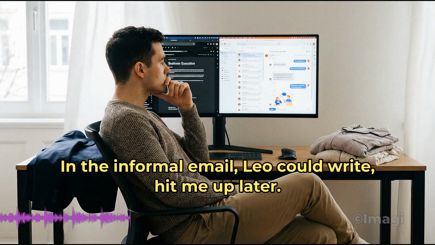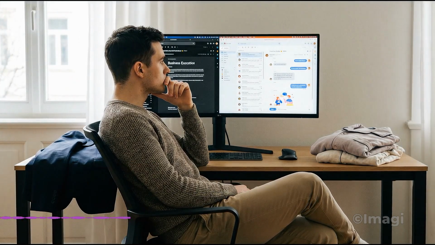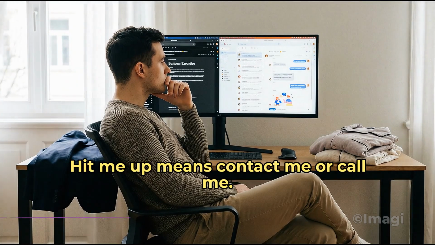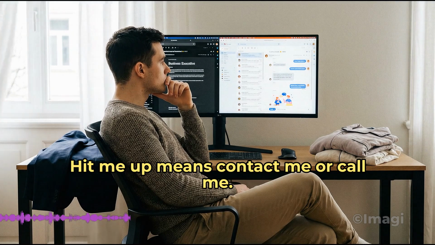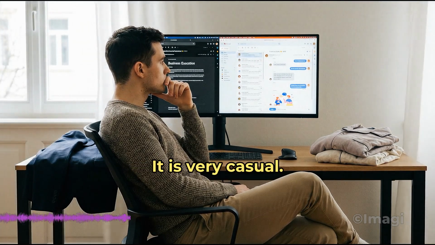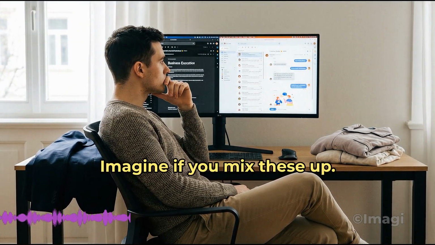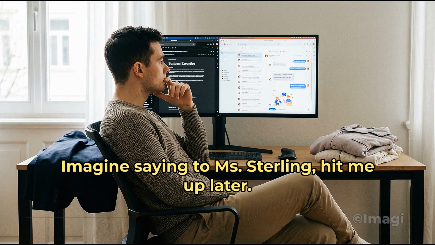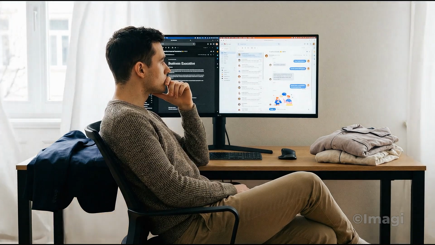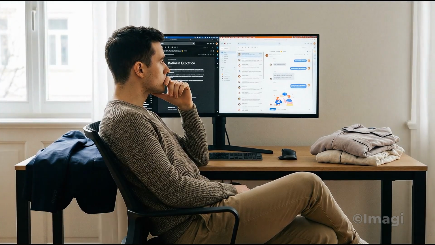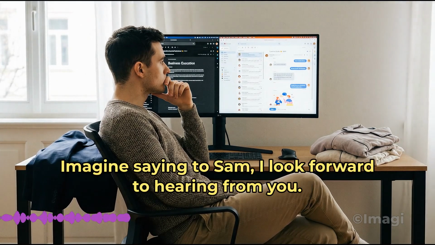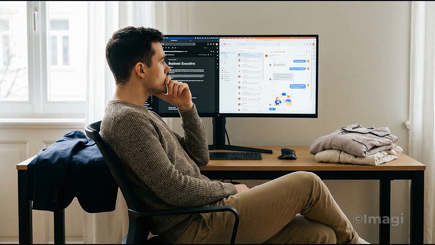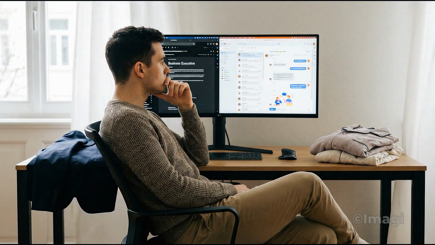In the informal email, Leo could write, "Hit me up later." This is slang. Hit me up means contact me or call me. It is very casual. Imagine if you mix these up. Imagine saying to Miss Sterling, "Hit me up later." She would be shocked. Imagine saying to Sam, "I look forward to hearing from you regarding the pepperoni pizza." Sam would think you are a robot.